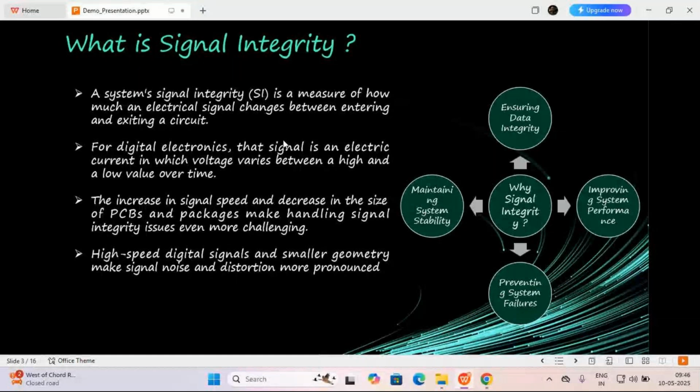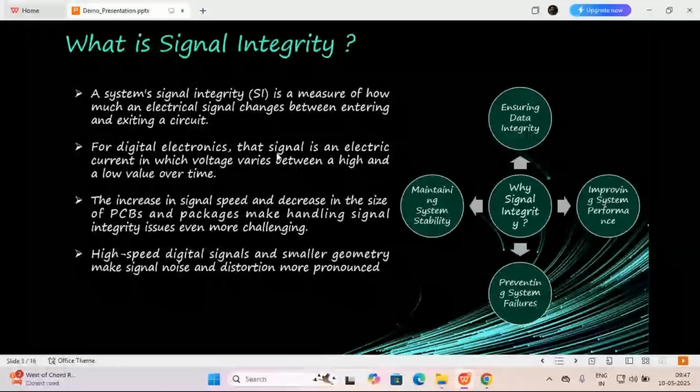Now in digital electronics, the signal is in the form of 0 and 1. Will the increase in signal speed and decrease in signal size of PCB and packages make handling signal integrity issues more challenging and complex?